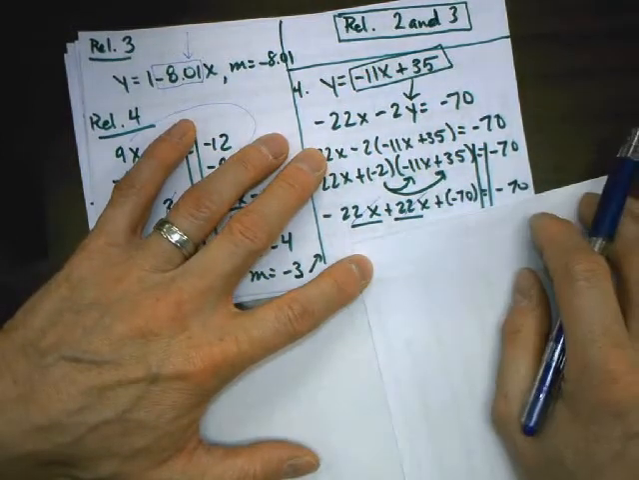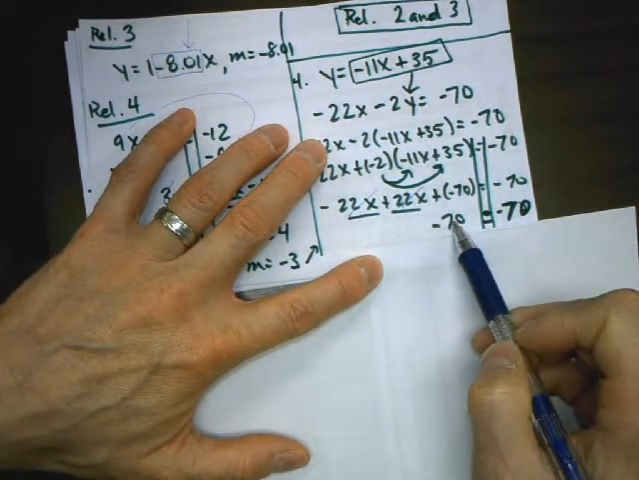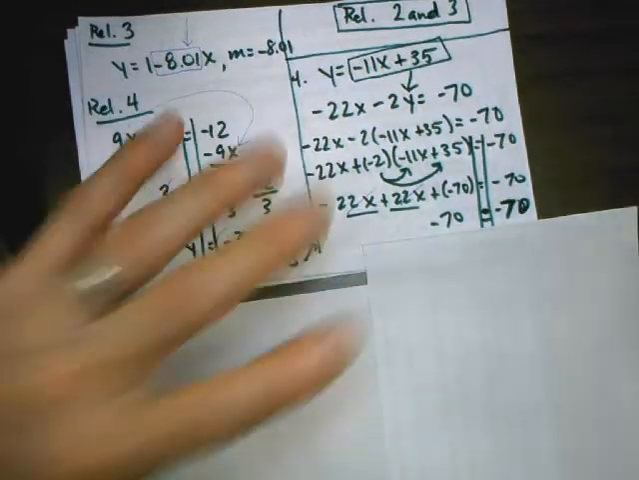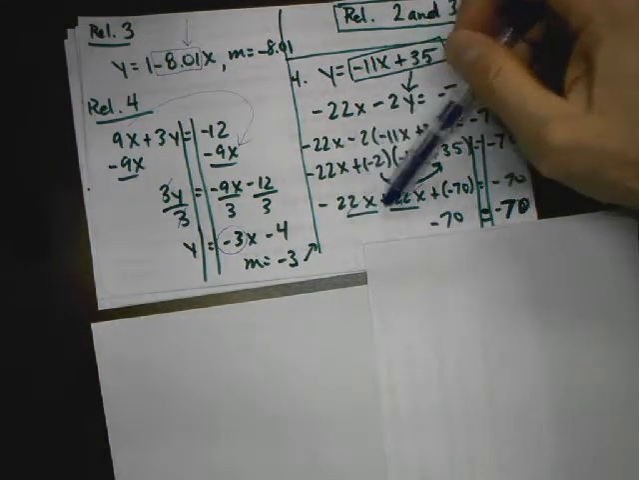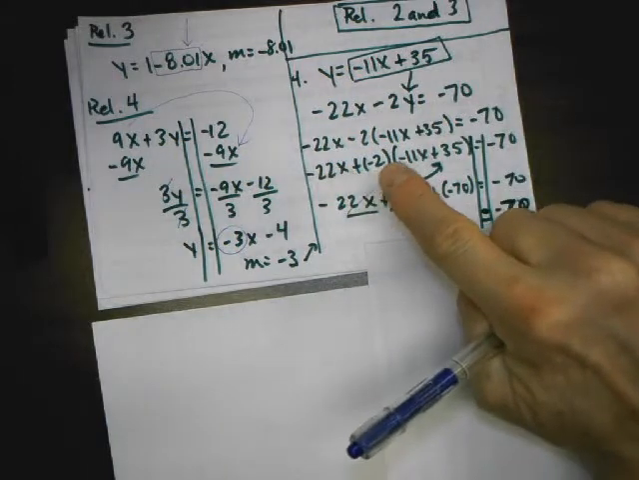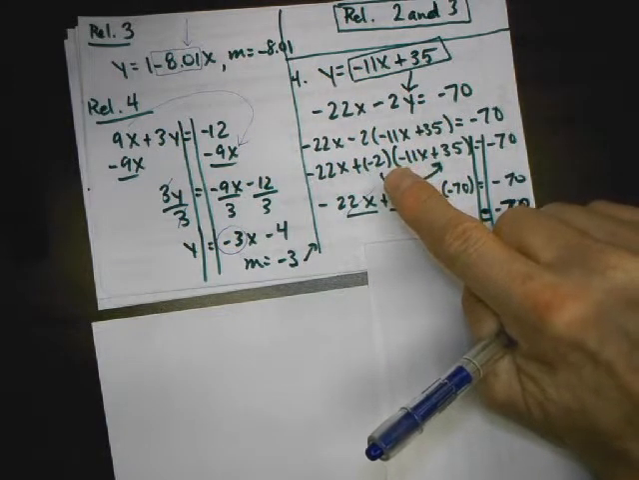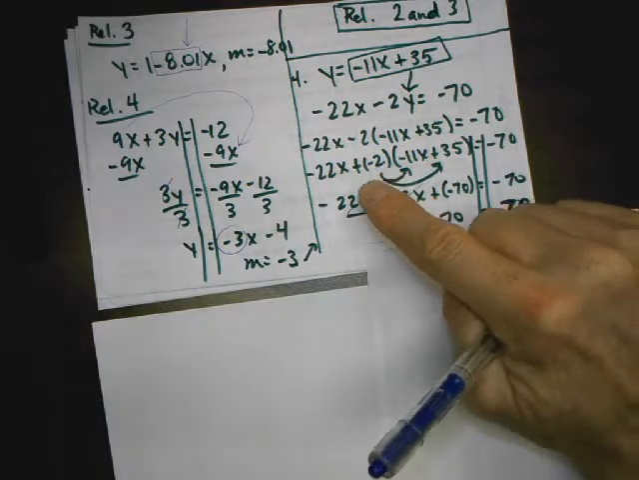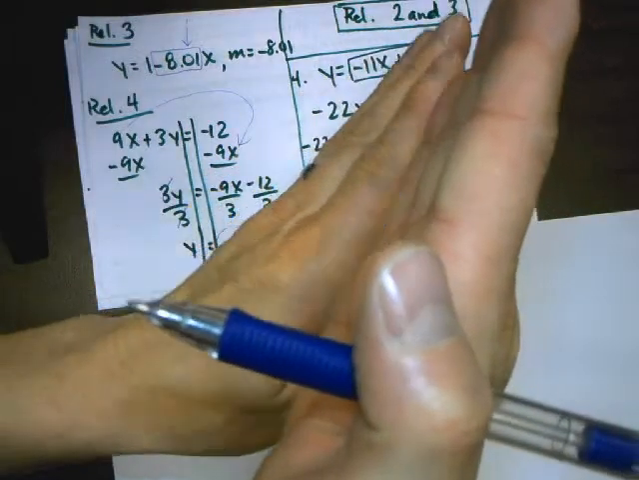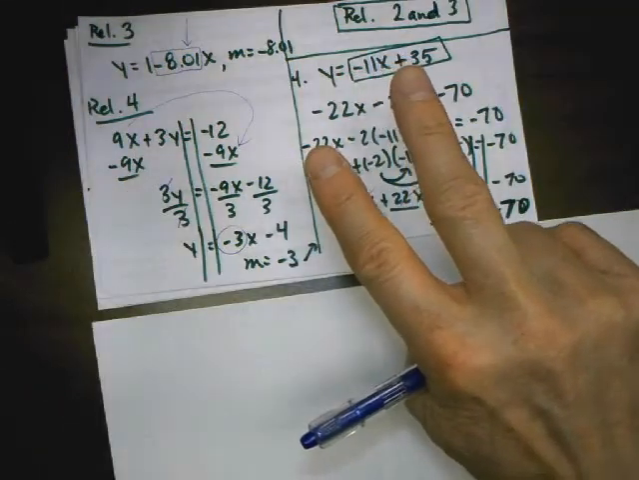So those two just cross out because those are opposite or additive inverses. So what's left over here, we have negative 70 equals negative 70. And I can't continue solving this because my variables canceled out. When my variables canceled out, either A, it's the same line, and my solution to the system is infinitely many solutions, meaning they intersect in infinitely many points because they are actually the same line, lined up. Or B, my other option is no solution.